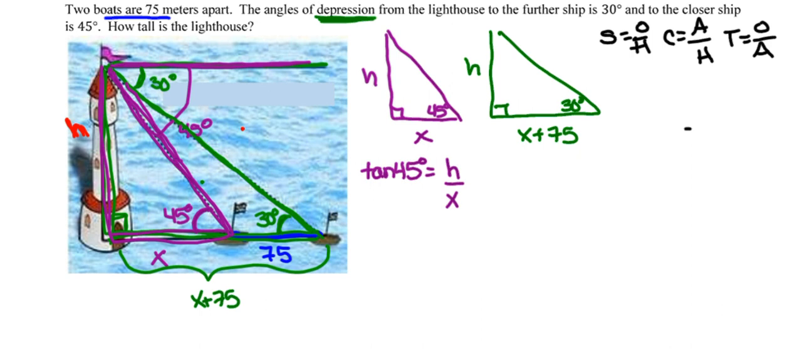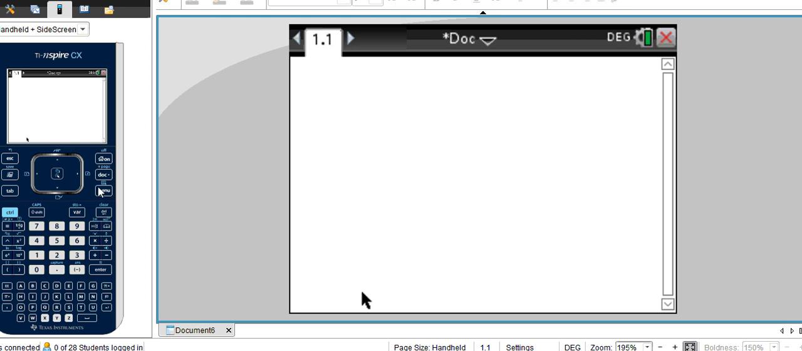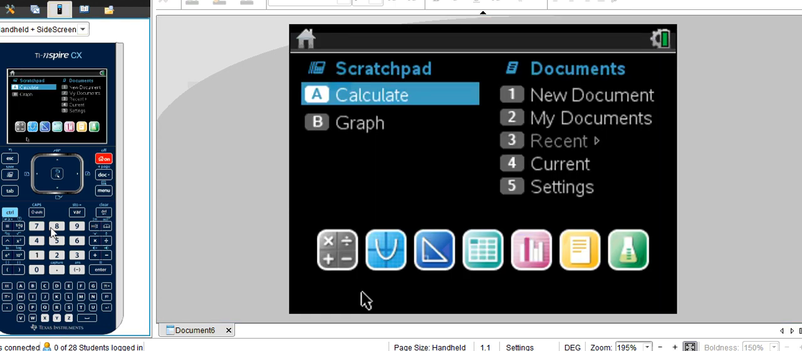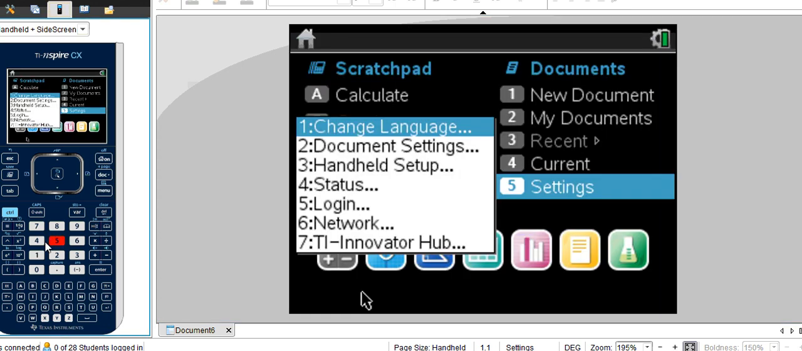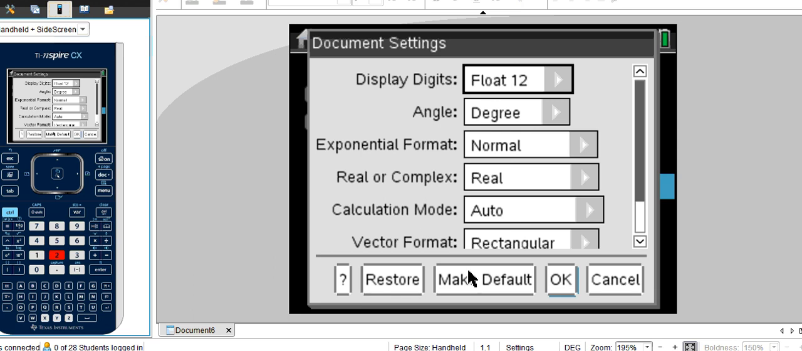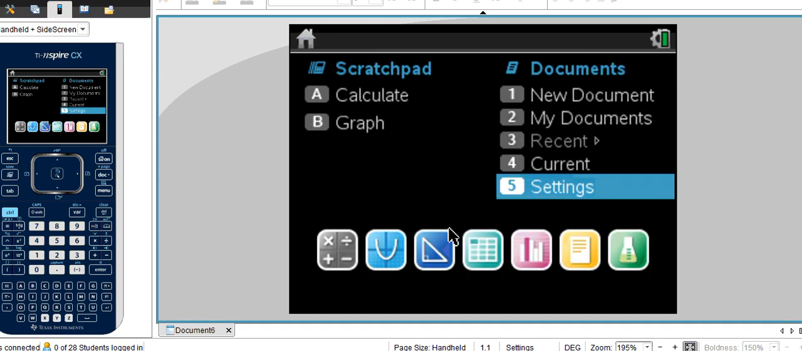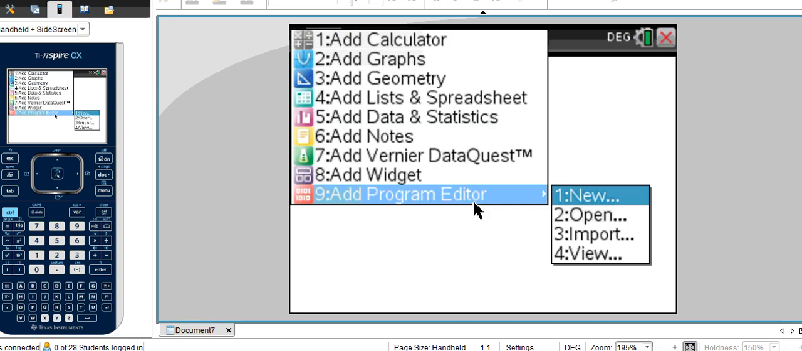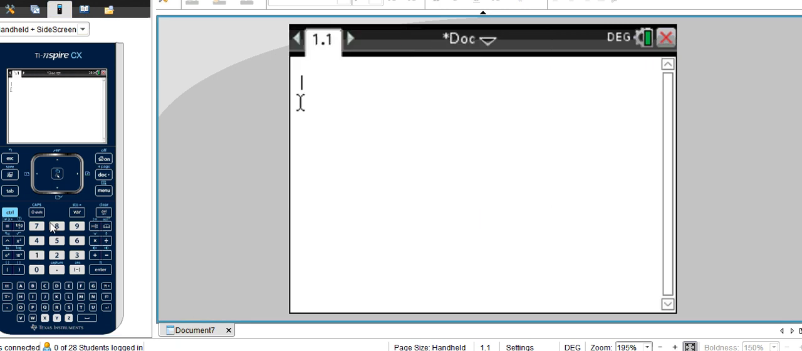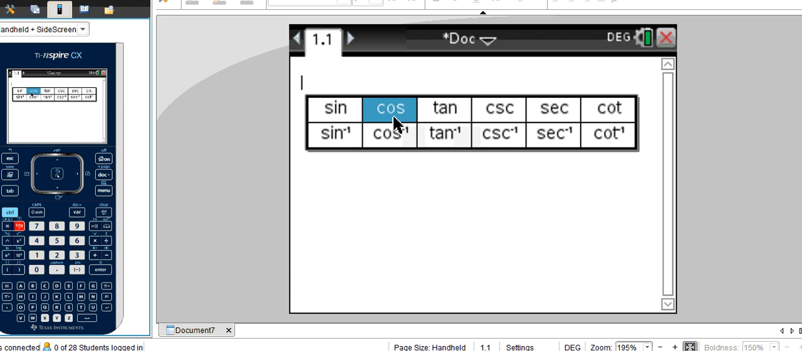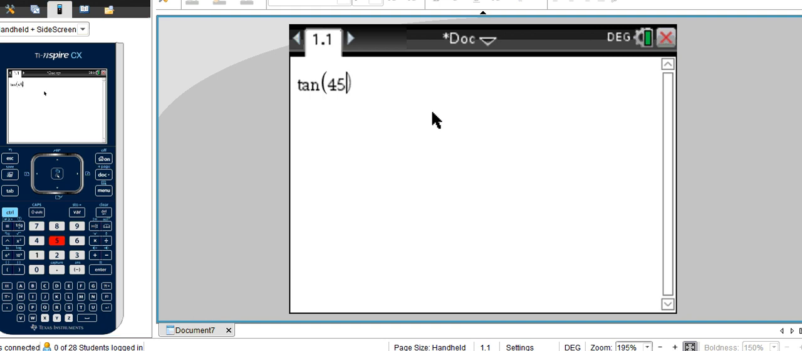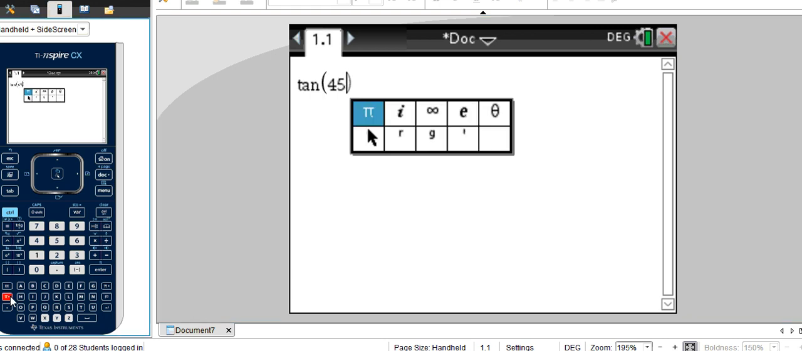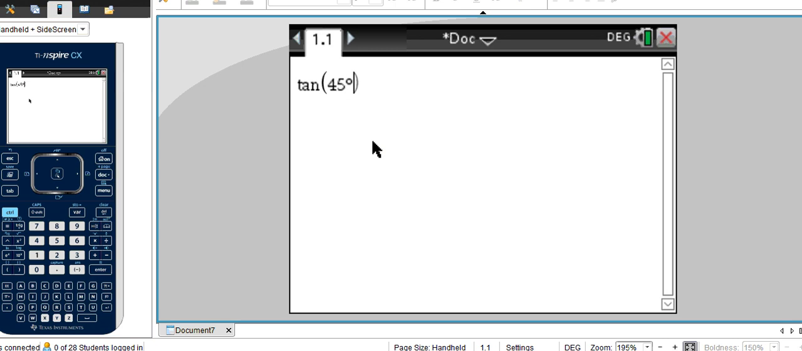Like before, I'm now going to go to my calculator. I'm going to check my settings and make sure that they are set to degrees and to float 12, which they are. And then I'm going to go ahead and open up a new document and calculate the tangent of 45 degrees. Well, that's interesting, and that should make life quite a bit simpler.